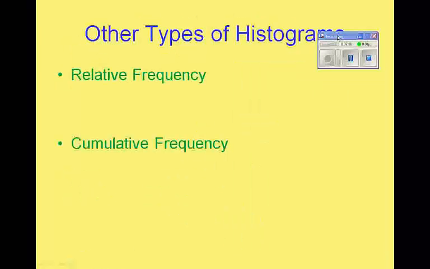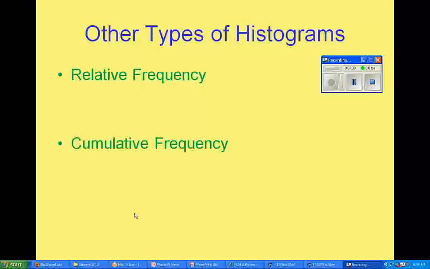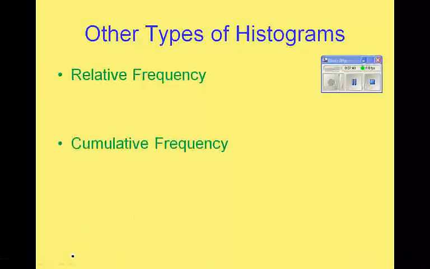Now, there are other types of histograms that the book is going to discuss, and I need to mention what these are. A relative frequency histogram is different than a histogram. What it's going to do is tell you basically what percent or what fraction of the data is contained in each class, rather than just frequency. Frequency tells you how many are in each class. Relative frequency tells you what fraction of the data is in each class.